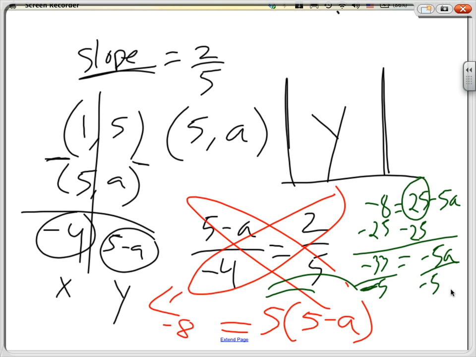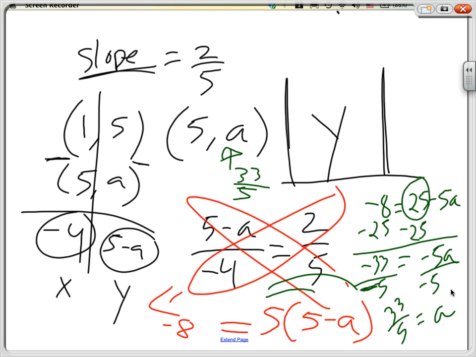There it is. You can leave it like that or put it into a decimal if you want. But what is the negative divided by negative? Positive. So 33 over 5. So that means a, in this case, takes on the value of 33 over 5. Done. So working backwards. You see it?